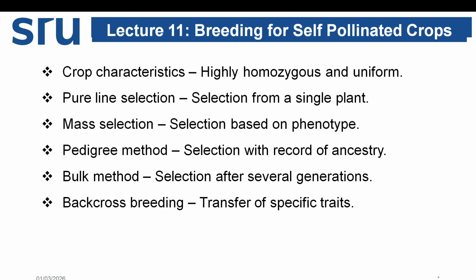The next method is the bulk method, that is, selection after several generations. And the last but most important breeding method is backcross breeding, that is, transfer of a trait from a donor to a recipient parent. All these breeding methods we will see in lecture number 11 with respect to self-pollinated crops.